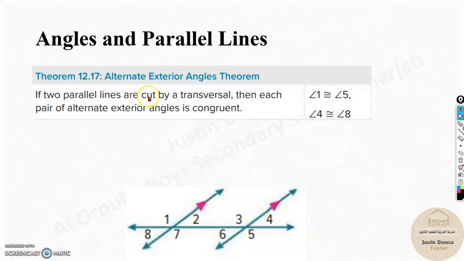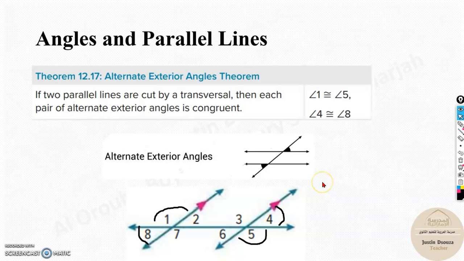Now the last one I guess is alternate exterior. Exterior is the outside angles. This is 1, this is 5. Exterior outside angles are 1, 8, 4 and 5. Now what about this angle 4? It is exterior, and it's congruent to 8. So these are congruent to each other.